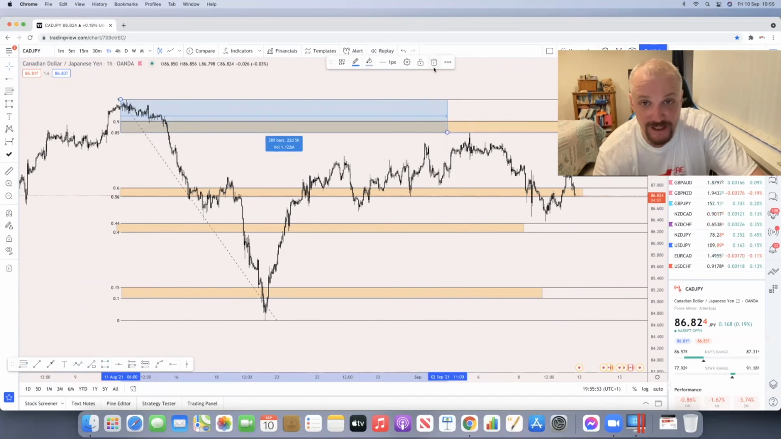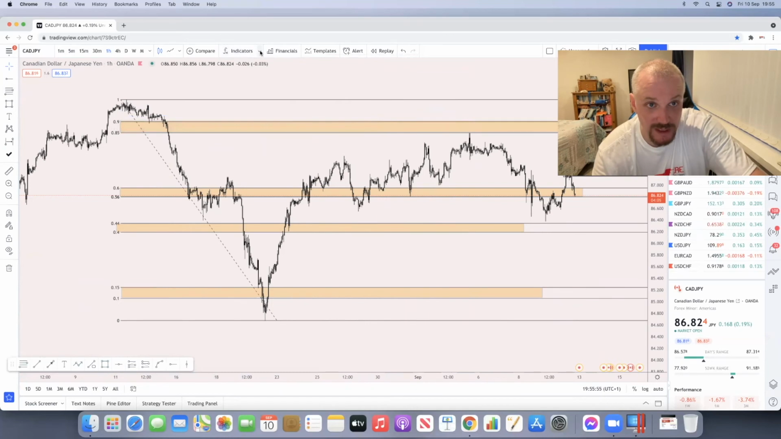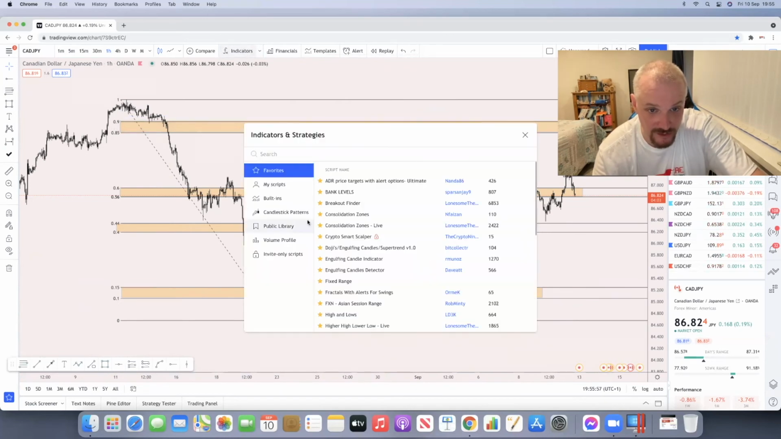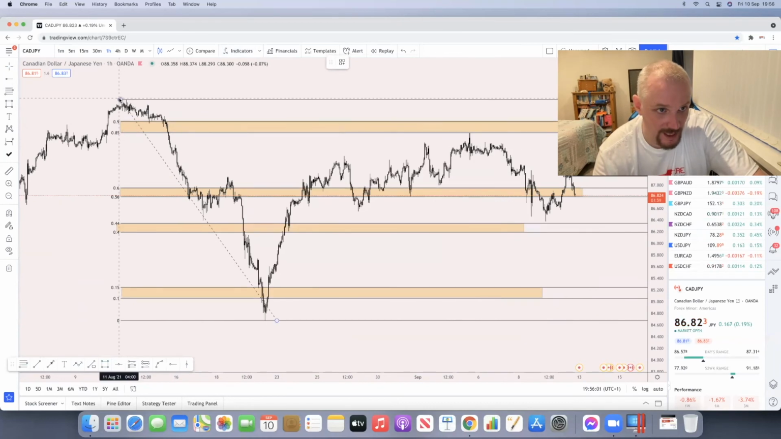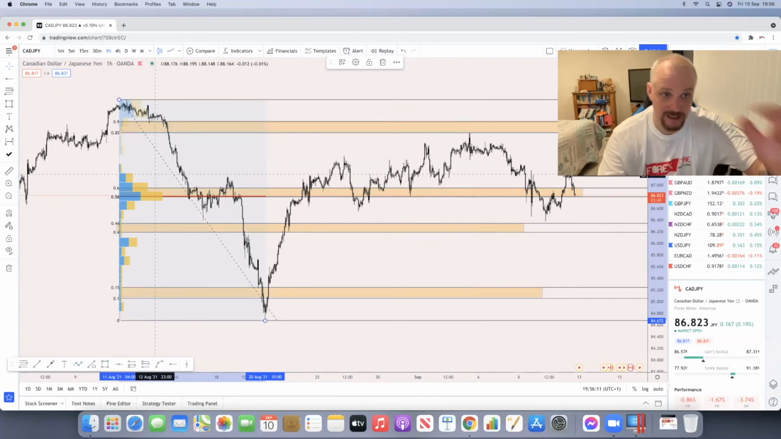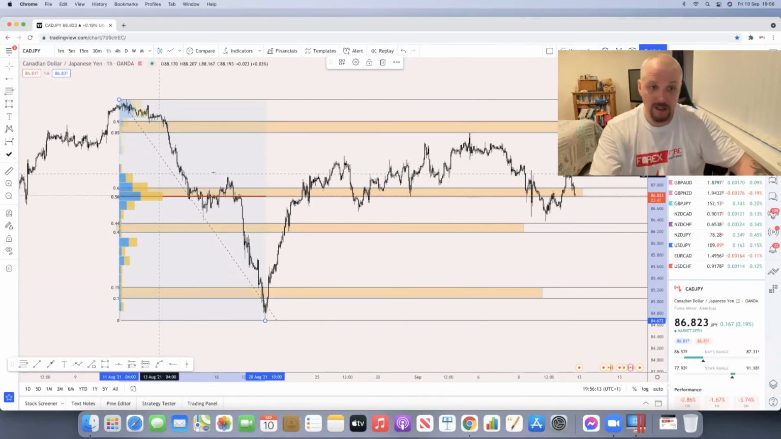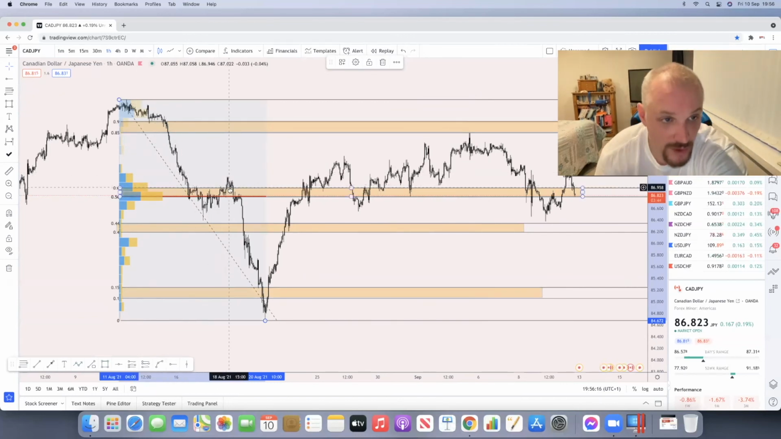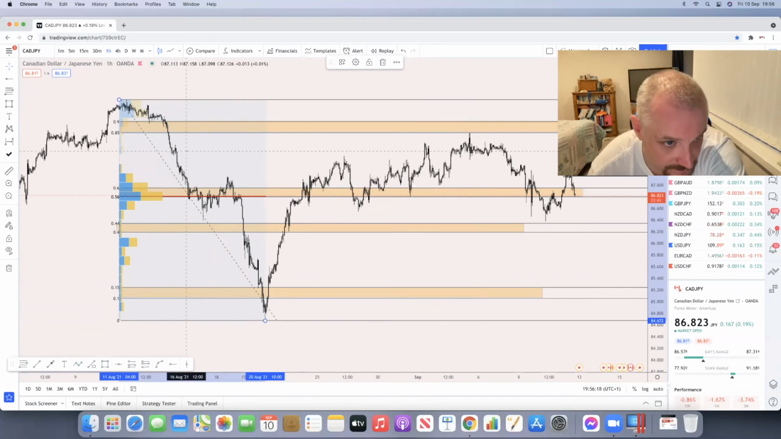There are other things that I can show you later on, like a fixed range, where you go from a swing high down to a swing low, and it gives you volume and tells you where most of the contracts lie, and basically imbalance and things like that. But I'm going to leave that for another time, to be fair.